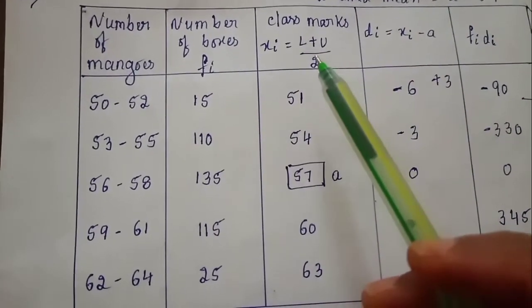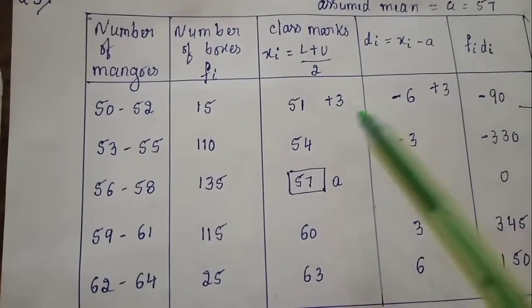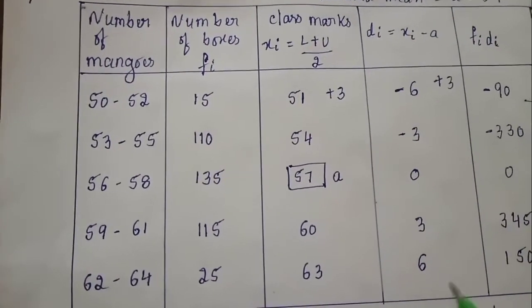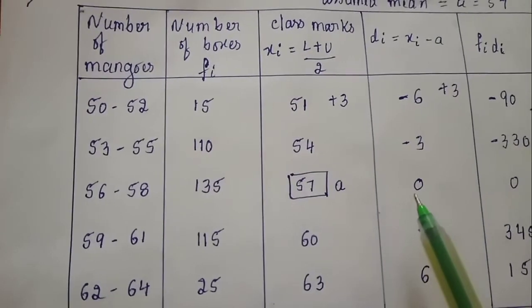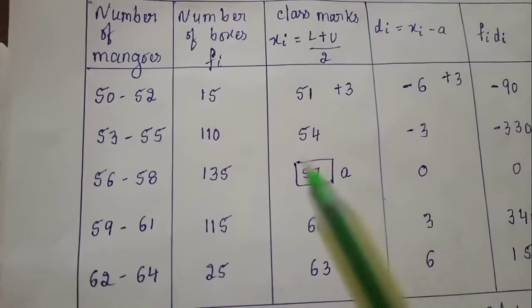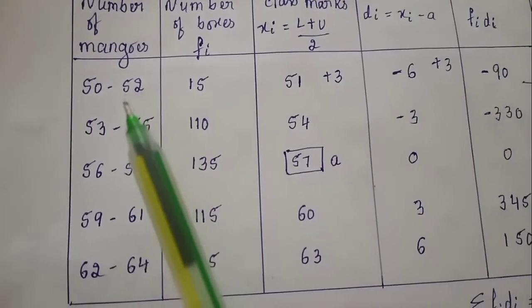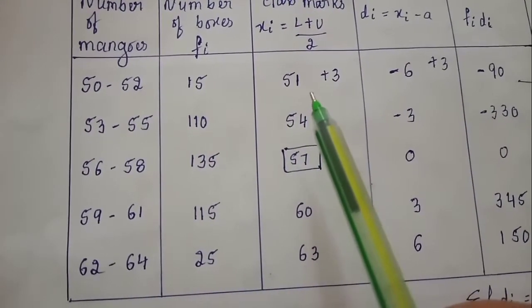So what is the class mark now? The next column in both methods is the class mark, that is xi equals lower limit plus upper limit divided by 2. 50 plus 52 is 102, divided by 2, that is 51.